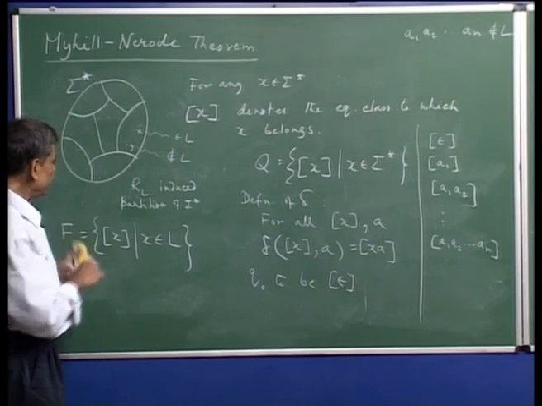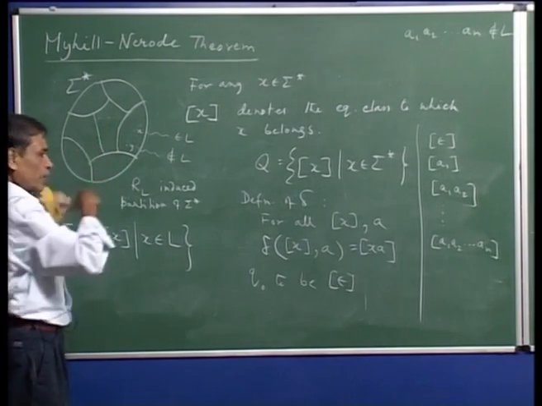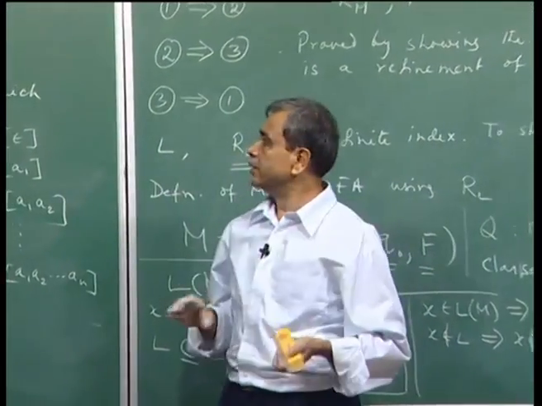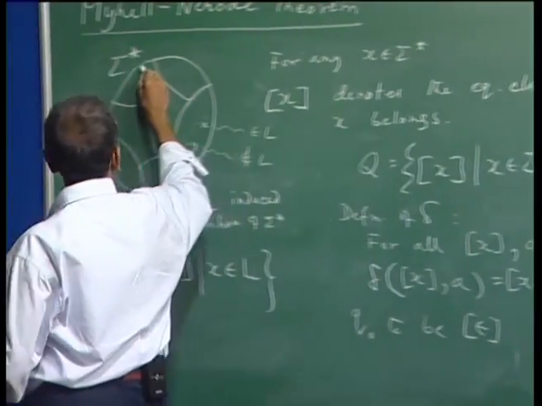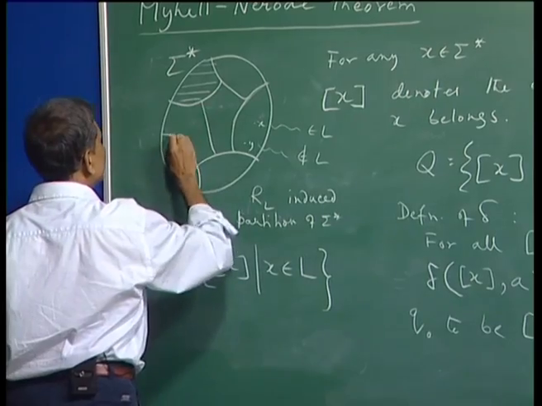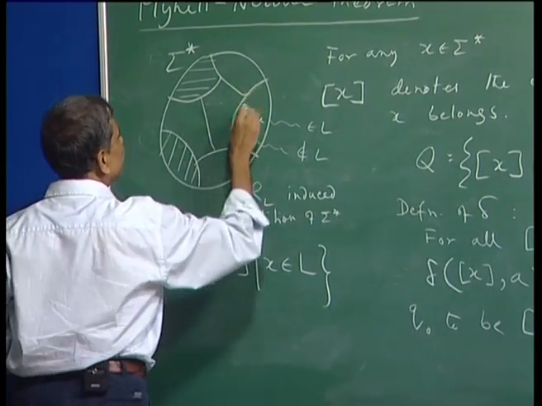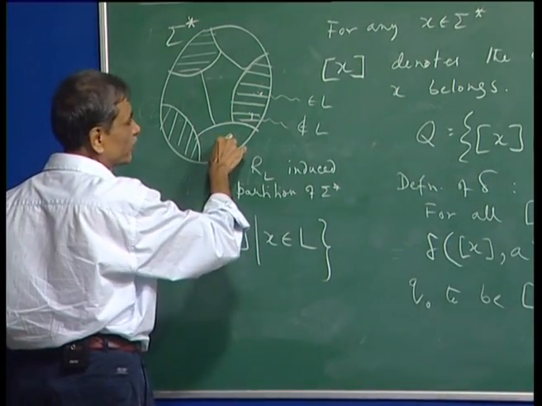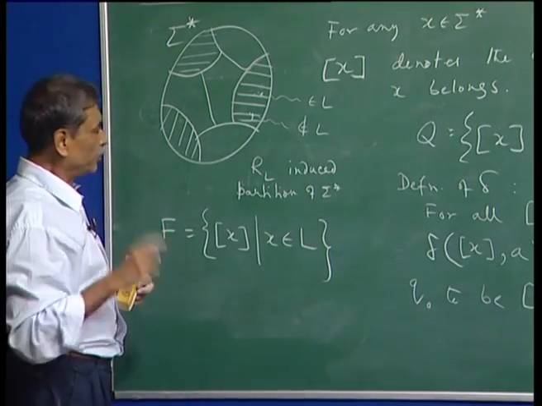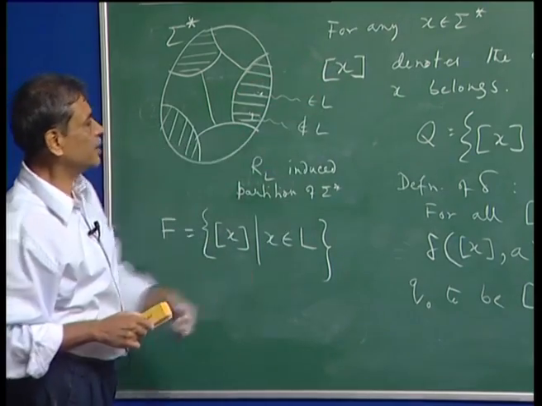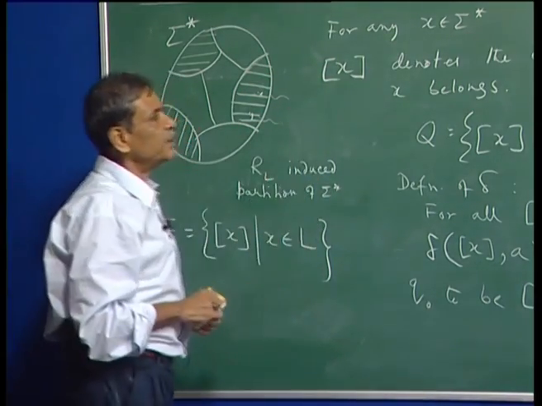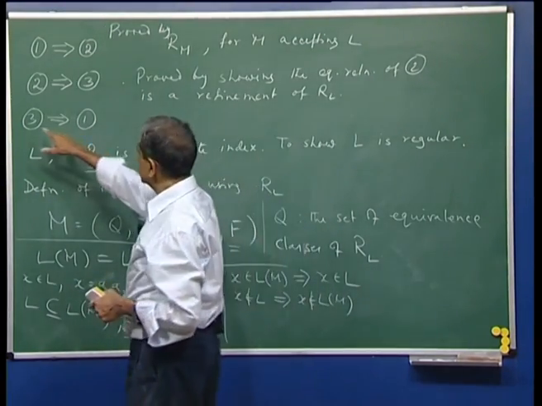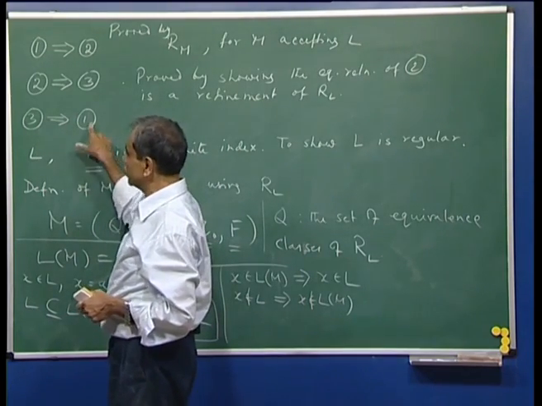So, really one of the implications of the definition of R_L is that the language L consists entirely of the union of some of these equivalence classes. We take their union and that gives me the language. So, it cannot be that some strings from here and some strings from here will be in the language L. That you can prove, and therefore all that makes sense. And that completes the proof that statement 3 of the Myhill-Nerode theorem implies 1.